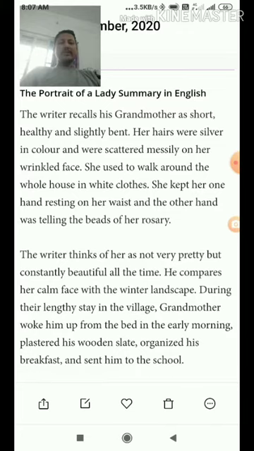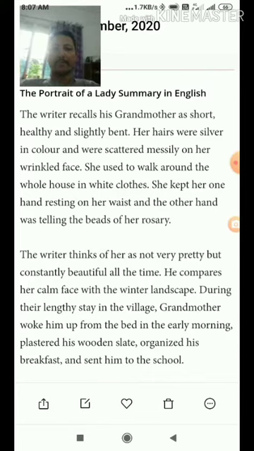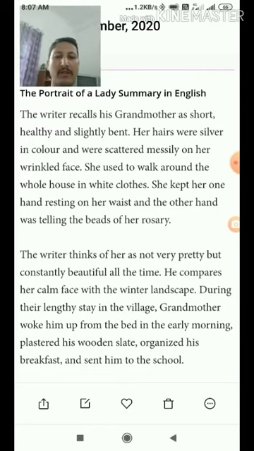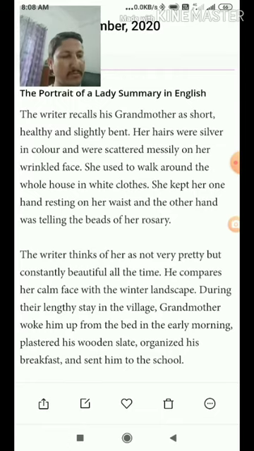During their lengthy stay in the village, the grandmother woke him up. The grandmother woke the writer from bed in the early morning, plastered his wooden slate, organized his breakfast, and sent him to school. Plastered his wooden slate: it was a mud slate, where people use pencils and the writing could be rubbed off easily without the use of a rubber.